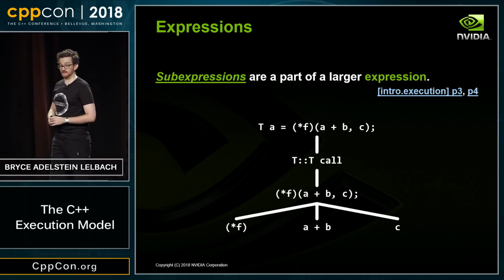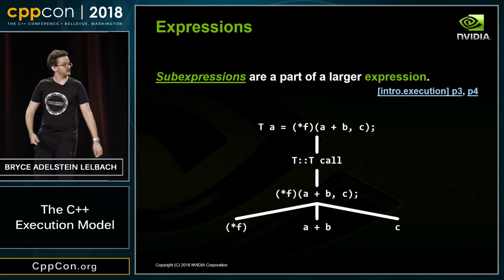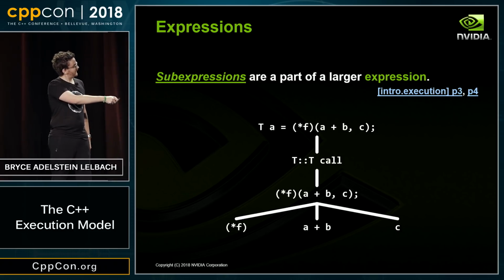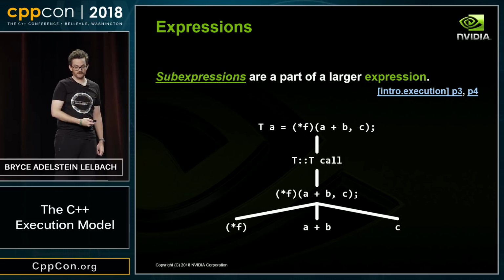Sub-expressions are part of a larger expression. In this example here, I've got an assignment to a variable, and first of all, there's a constructor call here. Then there's this right-hand side here, which is a function call, and there are two parts to it really. There's the expression that designates the function that's being called. In this case, I'm not calling a function by name, but dereferencing a function pointer. And then I have the expressions for each one of the arguments of the function.